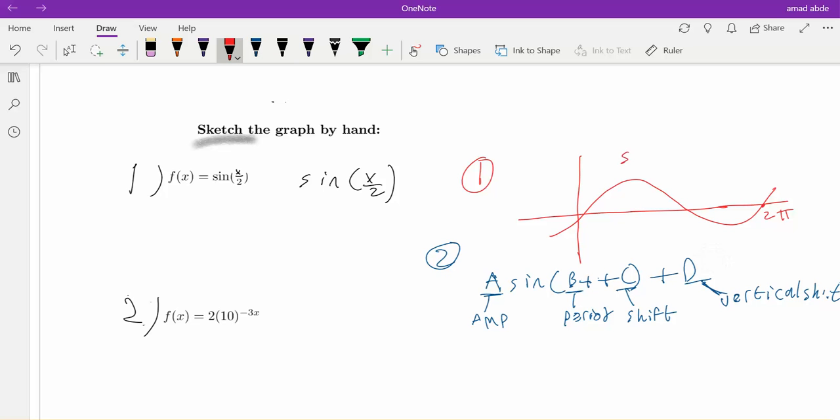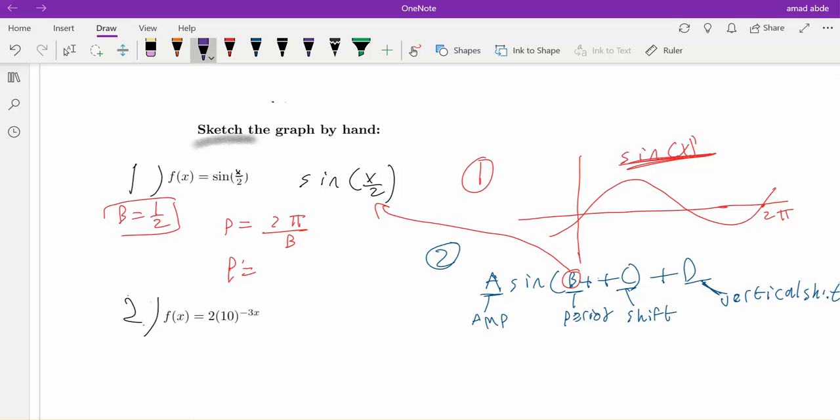Okay, so this is the normal graph for sine of x. Let's see what the differences between sine of x and sine of x over 2 are. The difference is that sine of x over 2 has an extra b in it. B does not equal 1. Therefore, b equals 1/2. So we want to use the fact that b equals 1/2 to find the period. We know that the period equals 2 pi over b. So in this case, the period would equal 2 pi over 1/2, and this would equal 4 pi.